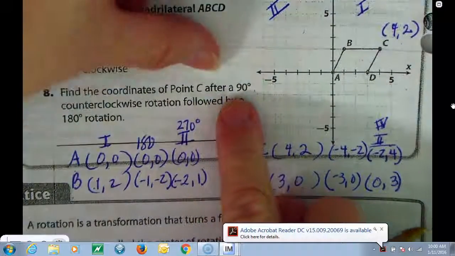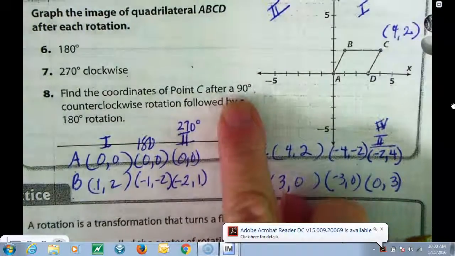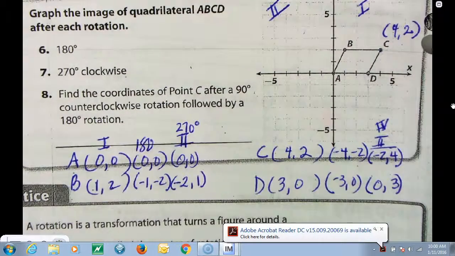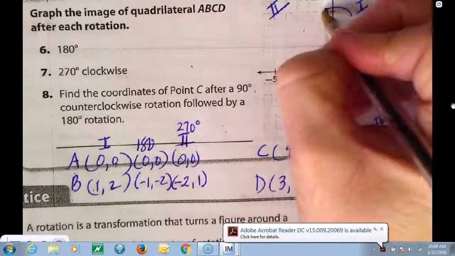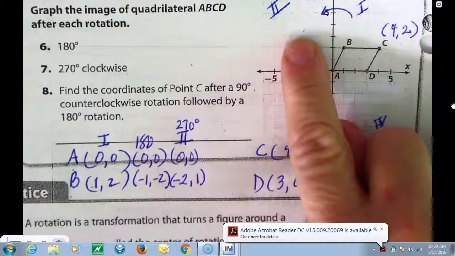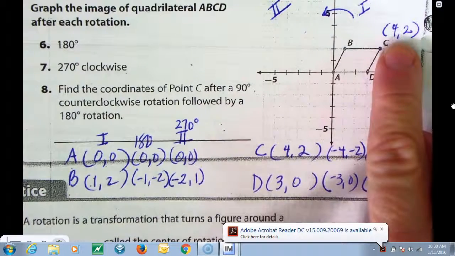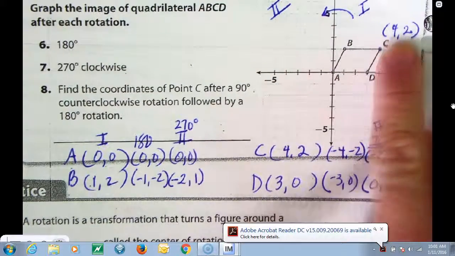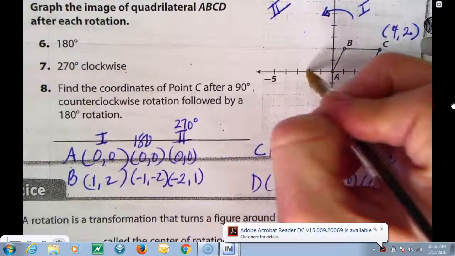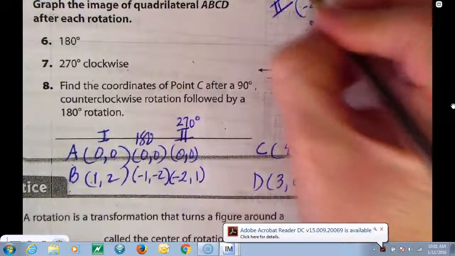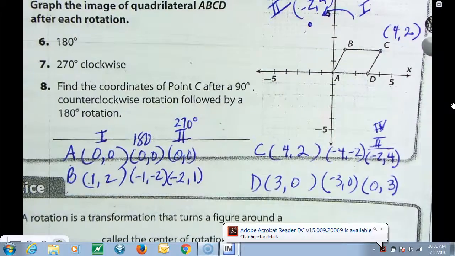So we're going to make a 90-degree turn. When I make a 90-degree, excuse me, counterclockwise turn, where am I going to end up? I'm going to be over here, aren't I? So what do I do on a 90 degree? Flip the numbers. And I'm in 2, so it's going to be what? Negative 2, 4. That's C prime. Oh, excuse me. I need to put it down.